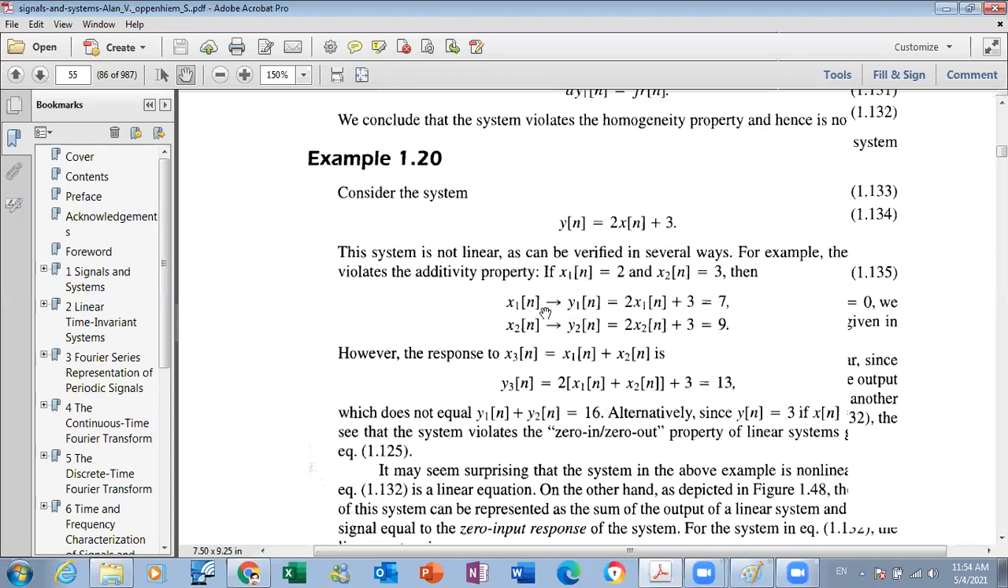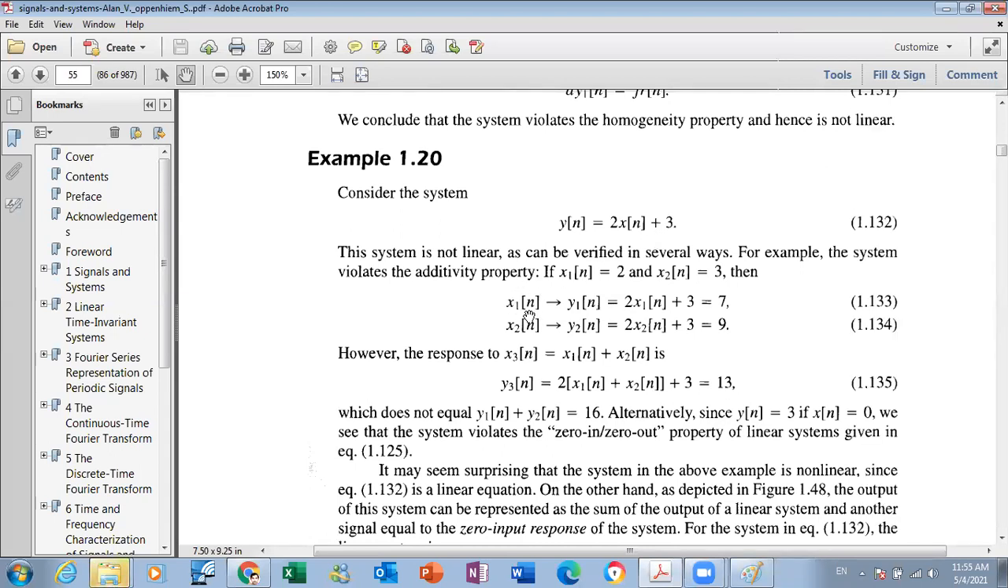Last example. It seems that this system is linear, but this system is not linear. We verify this system. So again, follow the same procedure. Take x1(n). Now it is in discrete time, so it will be n. So again, take x1(n) as an input, and due to that, there will be output y1(n). Using this formula, this will be equal to 2 x1(n) plus 3. Put x1(n) in place of x(n).